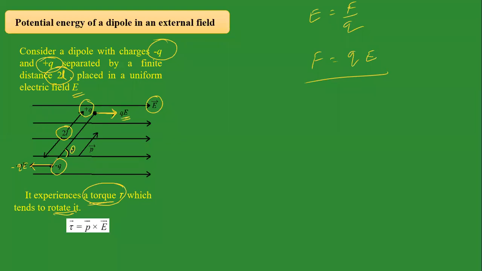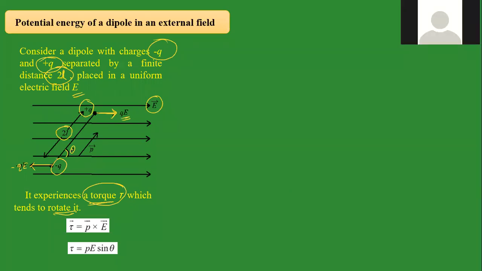So we can write the formula of torque. Torque is given by the formula p bar cross E bar. That formula we can also write in magnitude as pE sine theta. So this is the torque acting on the dipole.